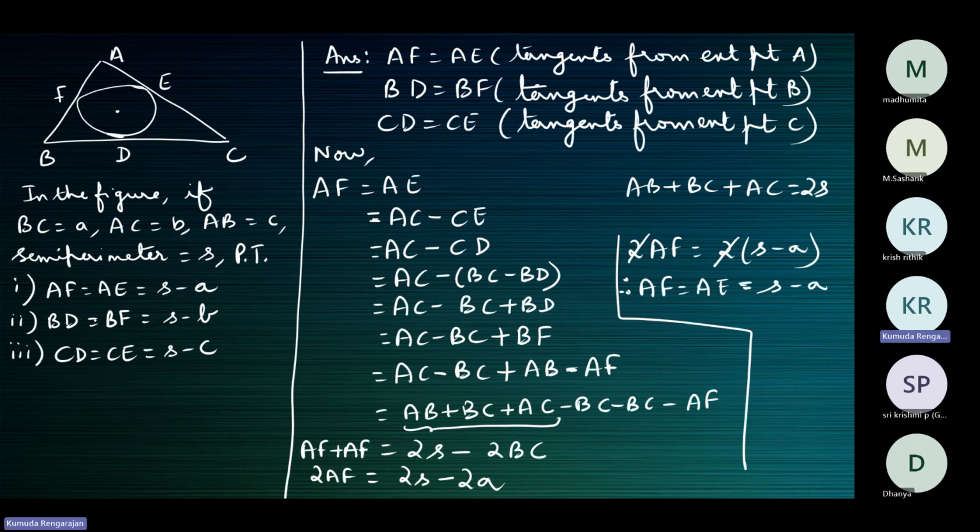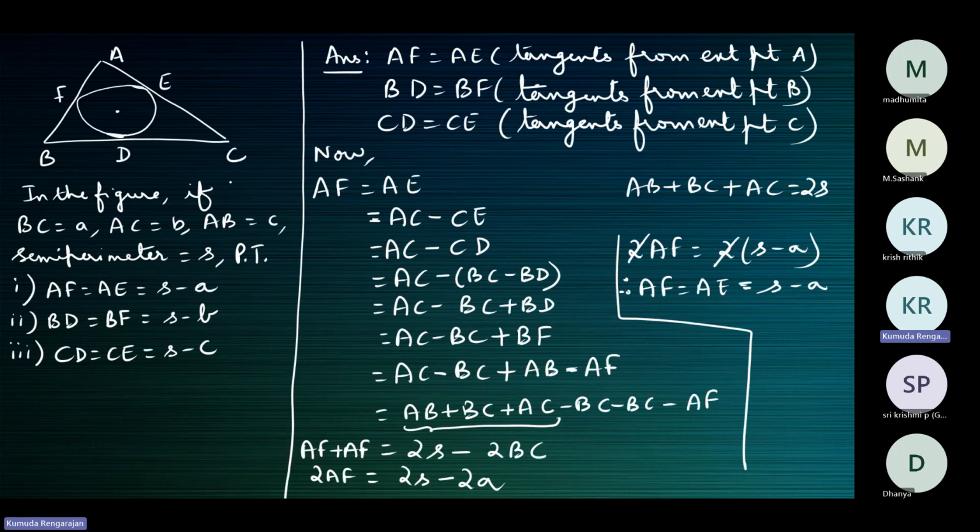So next, we know that we'll have to prove that BD equals BF. We know tangents from the external point B to the circle are equal. So BD equals BF. We need to show that BD equals BF is equal to S minus B. So we'll start with BD is equal to BF.